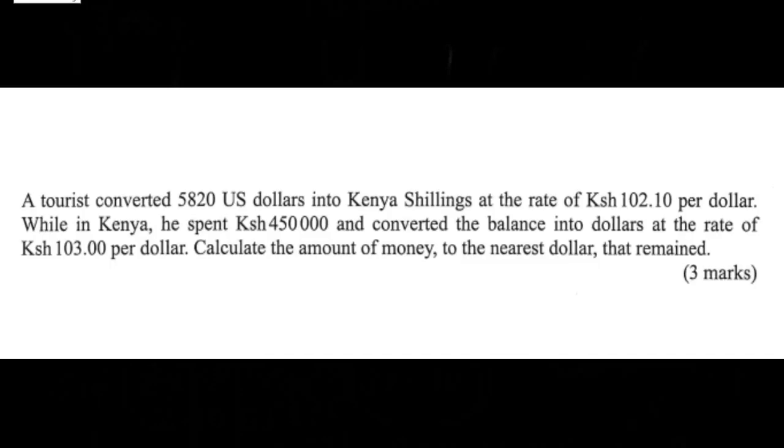Question number 10 states that a tourist converted 5,820 US dollars into Kenyan shillings at the rate of Kenyan shillings 102 per dollar. Then while in Kenya, he spent 450,000 Kenyan shillings and converted the balance into dollars at the rate of Kenyan shillings 103 per dollar. Calculate the amount of money to the nearest dollar that remained.